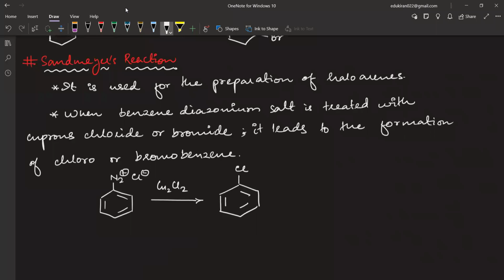Sir, for bromobenzene, we replace the chlorine, right, in diazonium? No, not in diazonium. You don't need to replace the chlorine. It will be the same N2+ Cl-, and here you write cuprous chloride. Here you will have cuprous bromide, Cu2Br2. In the reagent, you have to replace Cl with Br.